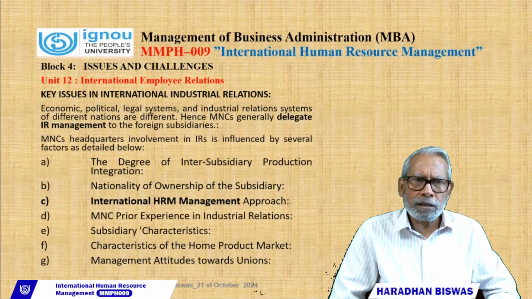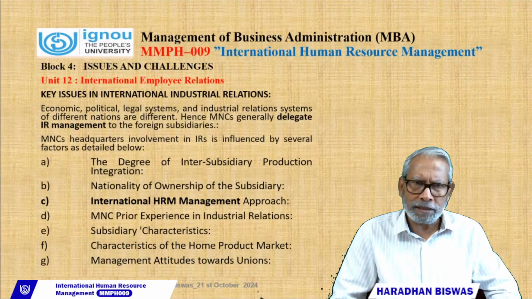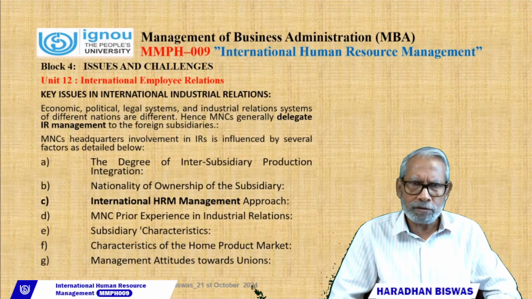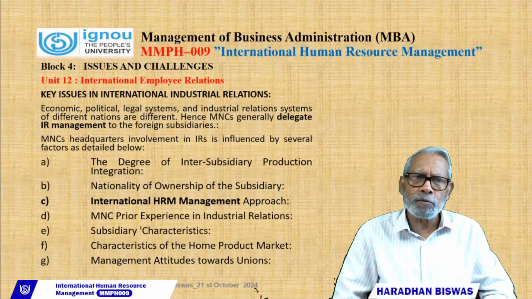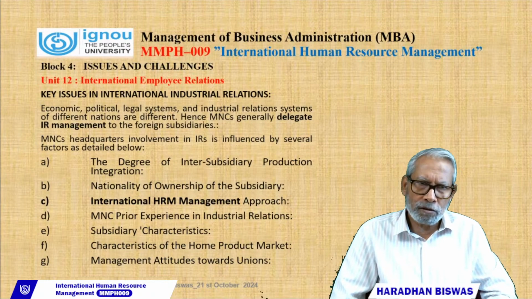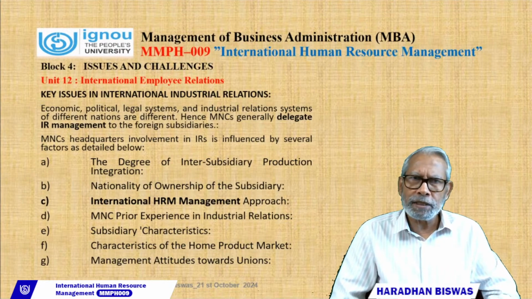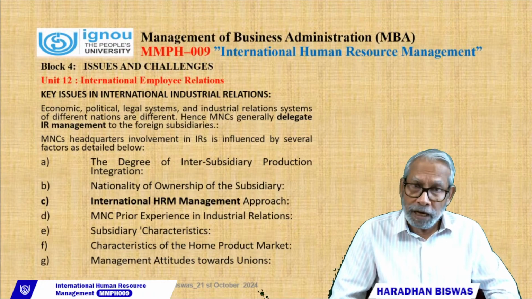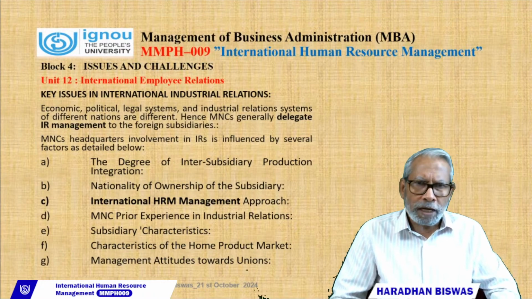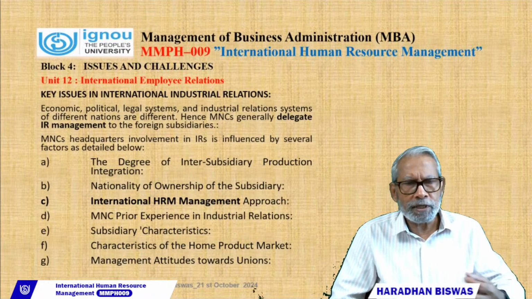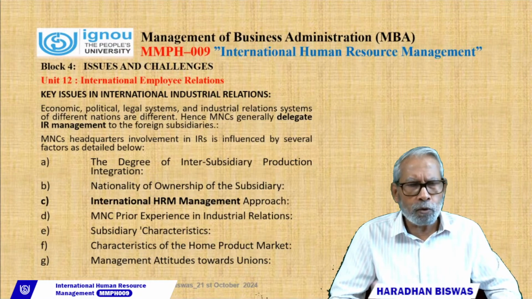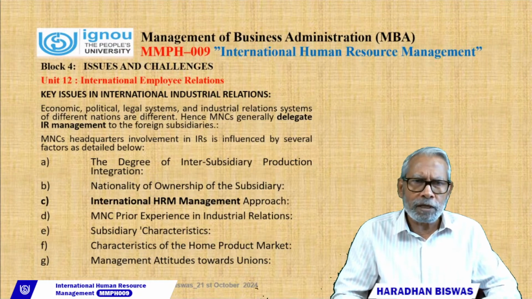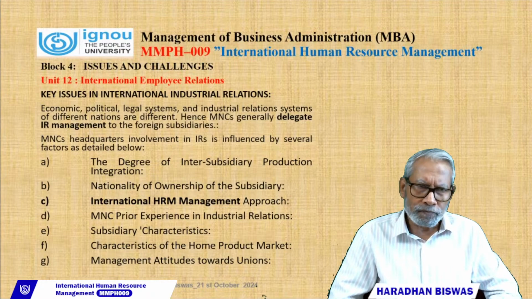Some of the detailed list is below. Several factors: what are the factors that influence this basically? That is the degree of inter-subsidiary production integration. Because different subsidiaries have different production philosophies and targets, that has to be integrated. Somewhere it is very high, somewhere it is low, or somewhere it is very weak. So some sort of balance is required.